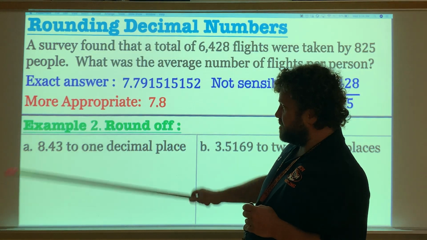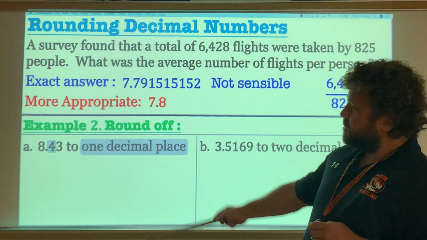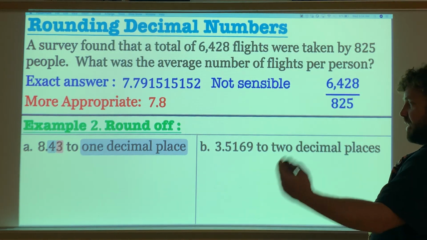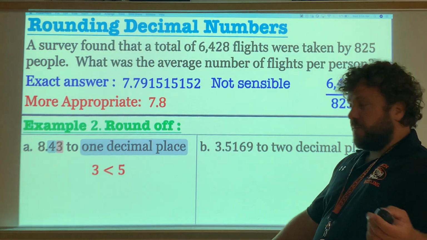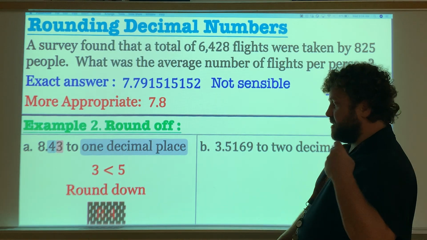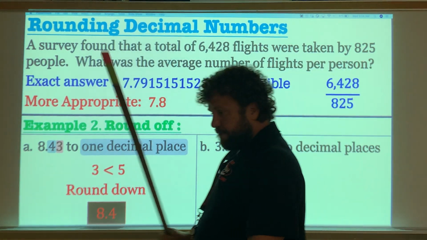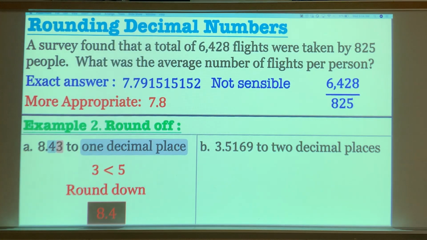Well, since we're rounding to 1 decimal place, we're rounding to the 4. So we have to use the number right after it, which is 3. 3 is less than 5. So that means we round down, and your answer is 8.4. And that's it, and you're done. Right? Problem B, go.